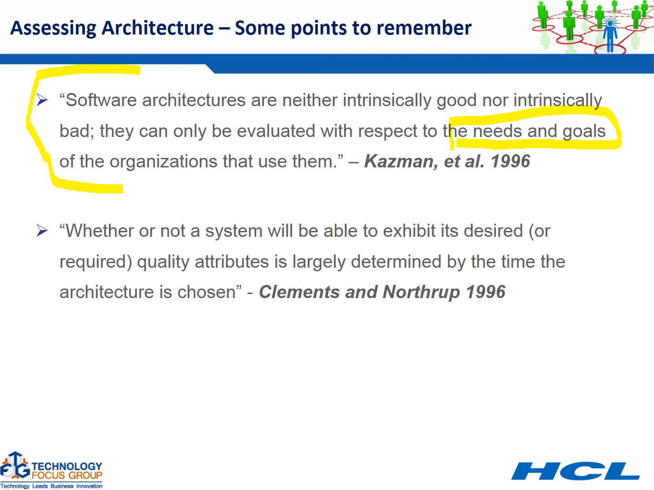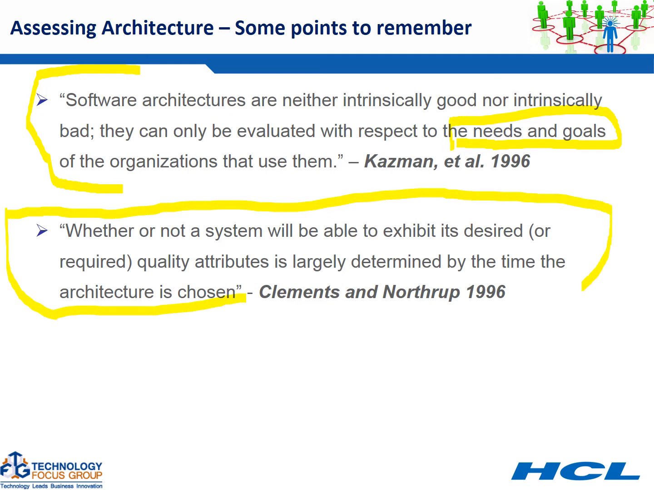So another good point is in one of the research papers: whether or not a system will be able to exhibit its desired quality attributes is largely determined by the time the architecture is chosen. So once you choose the architecture based on some of the architecture decisions, at that point most of the quality attributes, whether your application will meet those or not, the non-functional requirements, can be generally judged by the architecture decisions itself. So keep this in mind.